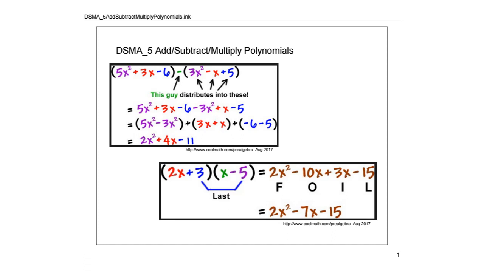Right, so this is DSMA 5. We're going to add, subtract, and multiply polynomials. We've got to have our exponent rules down. It's very important when we start multiplying polynomials that we're able to do those exponent rules quickly.